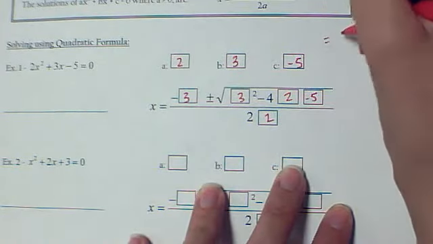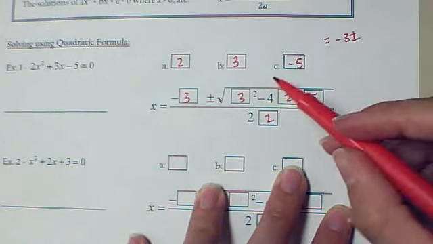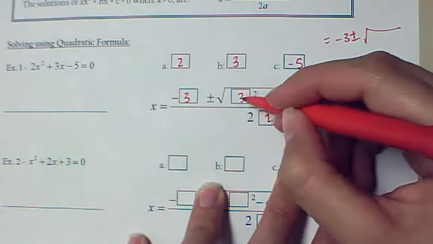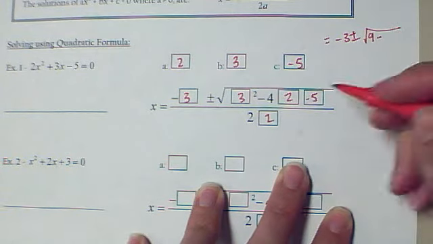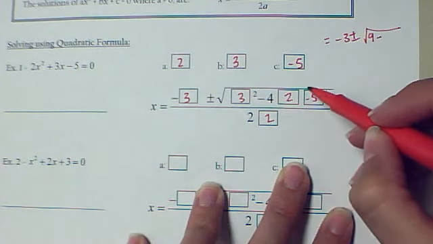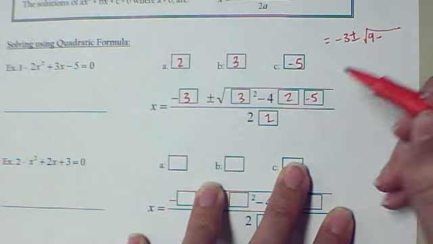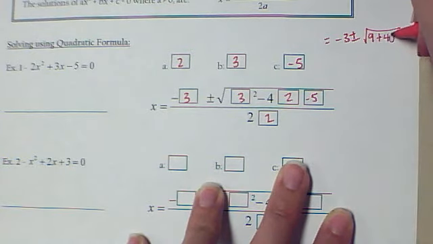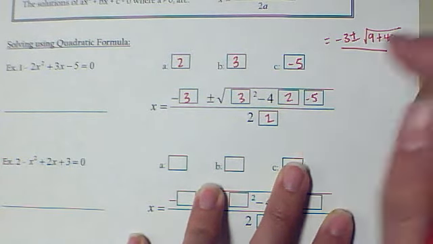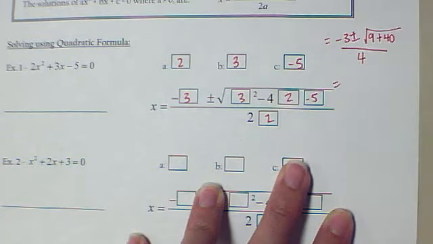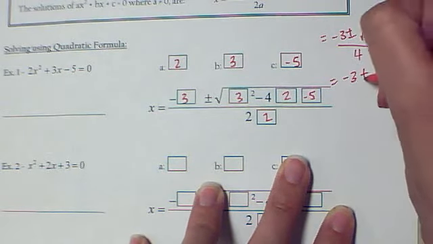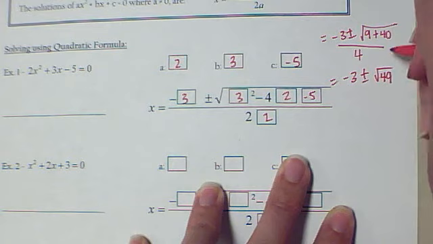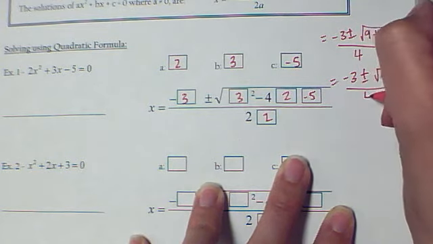So I'm going to do this to the side. Negative 3 plus or minus, and I'm going to do this part under the square root first. 3 squared is 9 minus 4 times 2 is 8 times 5 is 40, and a negative times a negative is a positive, so that's positive 40, all over 2 times 2 is 4. I'm going to keep simplifying. So now I have negative 3 plus or minus the square root of 49, because that's this piece right here, over 4.